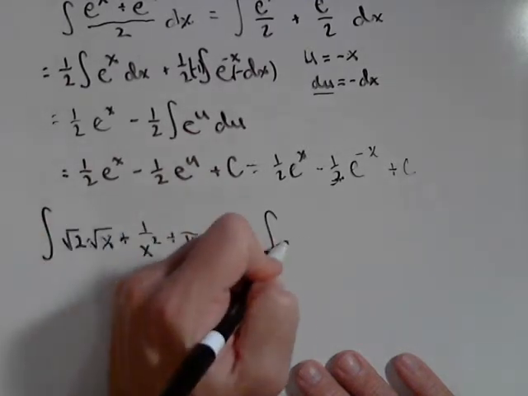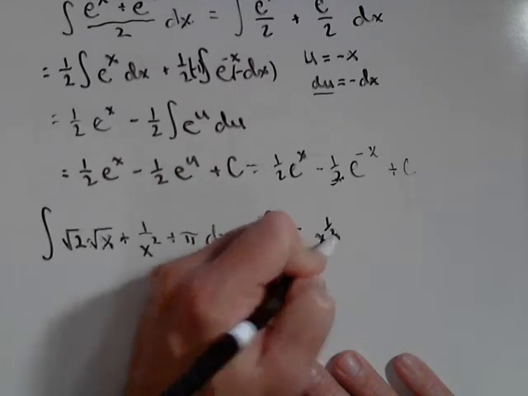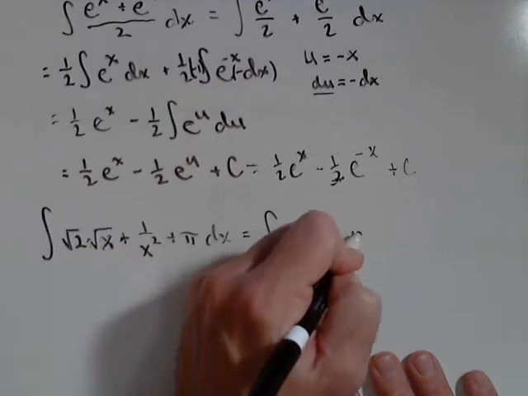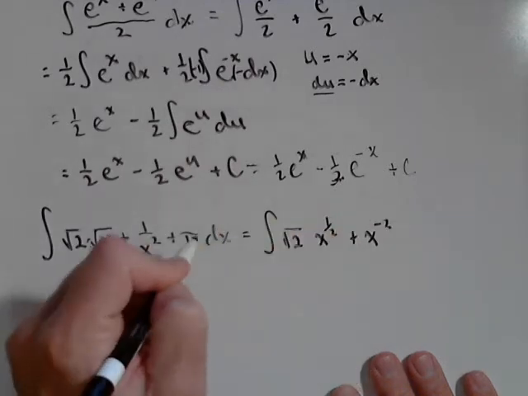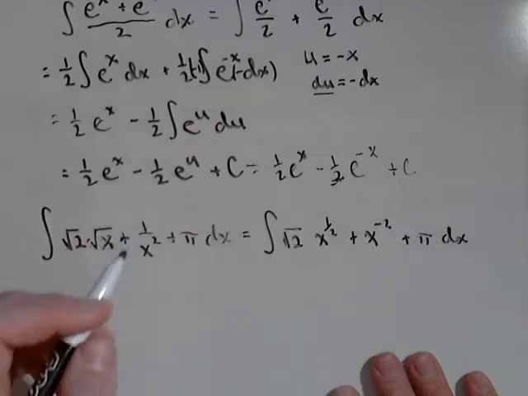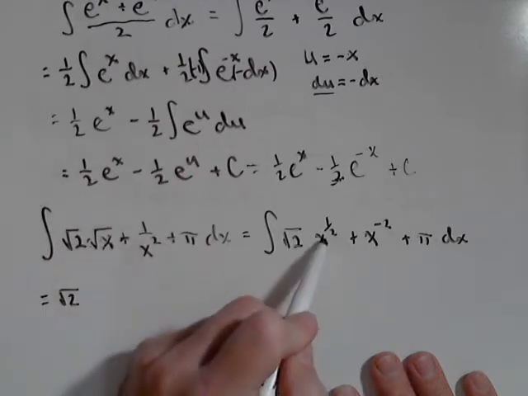So I have the antiderivative of square root of 2 x to the 1/2. This one I want to rewrite as a power function, so plus x to the negative 2 and plus pi, which is just a constant, dx. So I'm going to do this one piece by piece. So rad 2 is just a constant, so it's in my antiderivative.